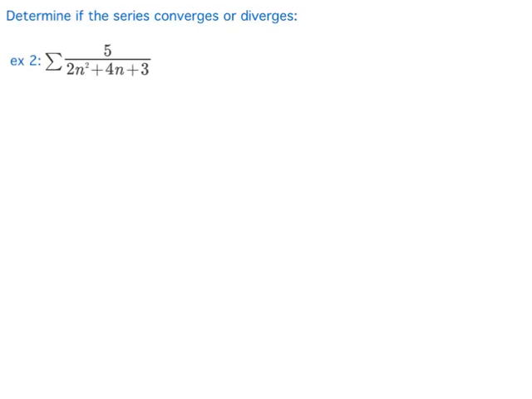Okay, we want to know convergent or divergent. I have the sum of 5 over 2n squared plus 4n plus 3. Okay, and just to go through again, is this geometric? Nope, not geometric. Is it a p-series? Nope, it's not a p-series. Will nth term test do anything for me? Nope, nth term test is going to fail me. I'll get 0 for my limit.